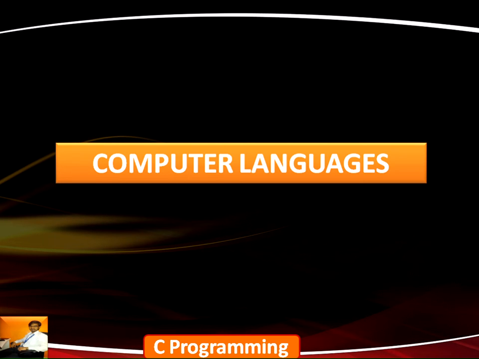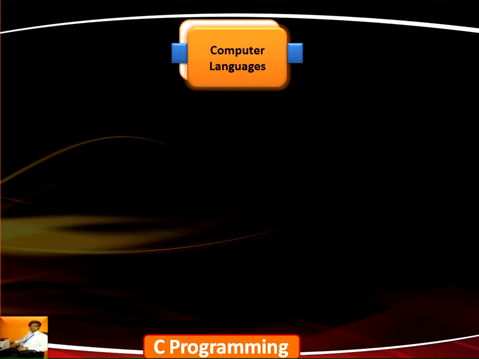In this section, we are going to learn about computer languages and their categories. Language is a medium which is necessary in order to communicate between two entities. So in computer languages, we are going to use certain standard programming languages.